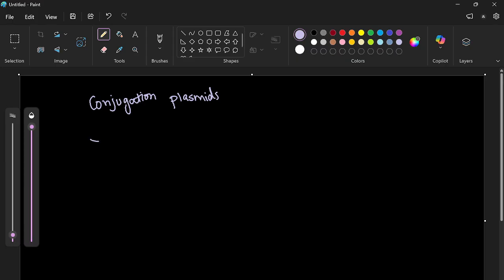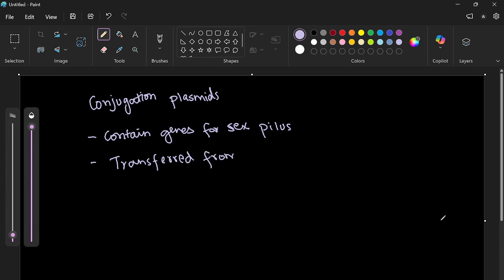Okay, so another function is that they contain genes for the sex pilus, and the other one is that they are transferred from one bacterial cell, because we're looking at the bacterial cells, okay?